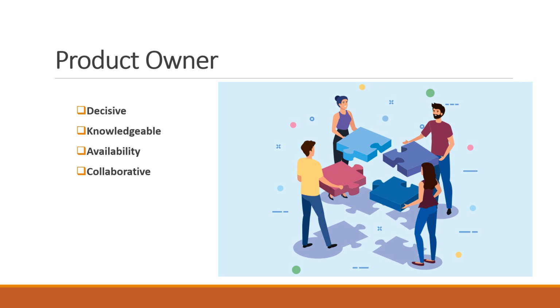Collaborative. They work closely with the Scrum Master, the development team, and stakeholders to ensure a shared vision. Relationship with the team. They provide clarity on backlog items and are available to answer questions. They ensure that the team is building the most valuable features first.